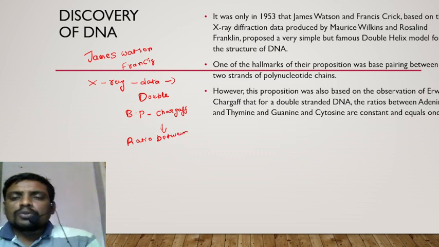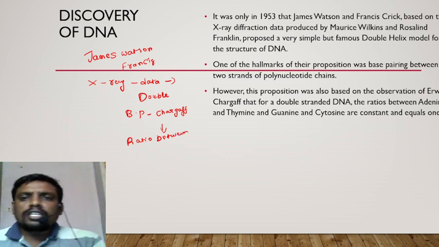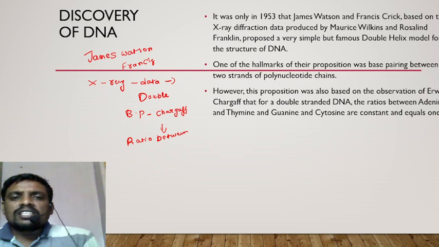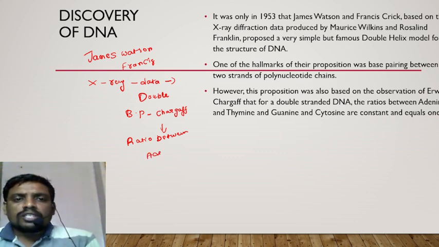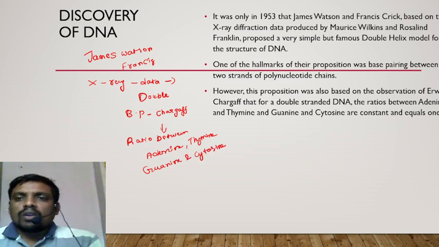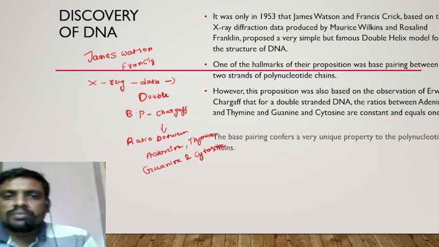So I have posted some of the questions related to DNA. Please look at them, so you will understand the ratios in between the various bases: the ratio in between the adenine and thymine, guanine and cytosine, are constant, in equal ratios.